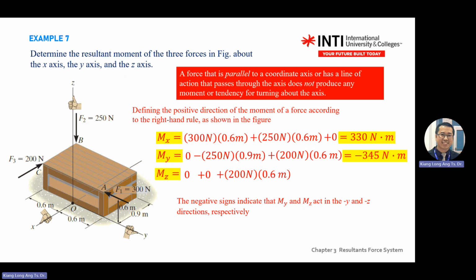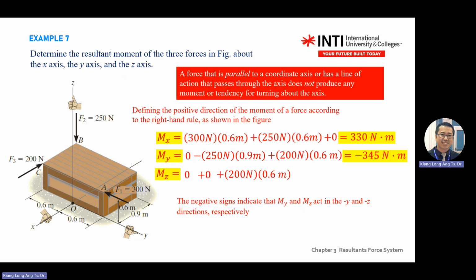The F dot D is 0. This goes along the y-axis, so the D is 0. If F1 shifts a little bit towards X, then we get a moment. But F1 goes along the y-axis. So if you're seeing from Z, it's just like this. So there's no rotation. It goes into the axis.